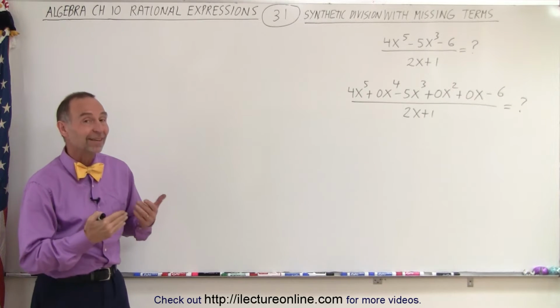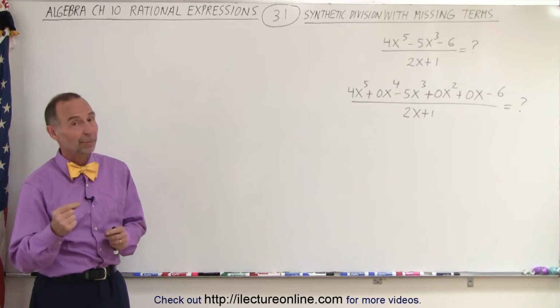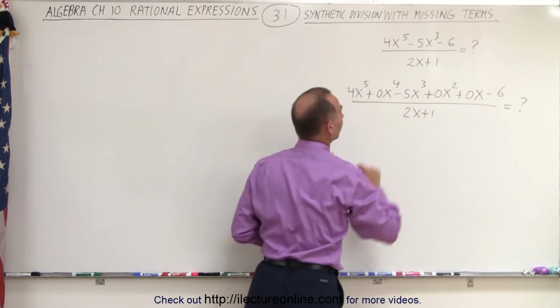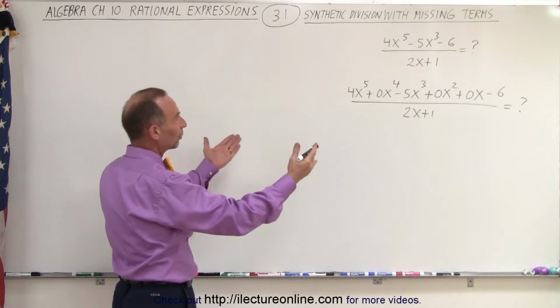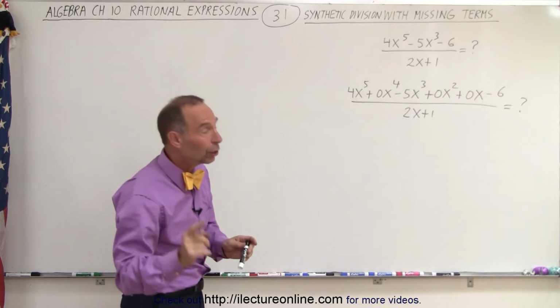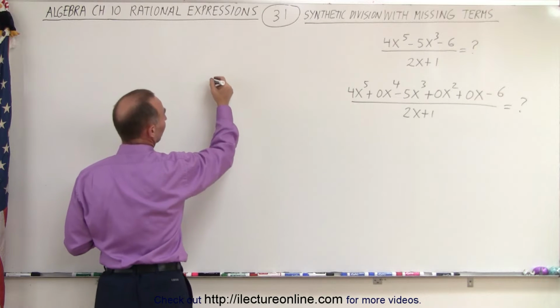Now we're going to try the same problem we did in the previous video, but with synthetic division. Remember, we know we're going to get a remainder, and also notice we're going to have a fractional root. So just like we did with long division, we have to write out all the numerical coefficients, including the missing terms. So when we do that, we get something that looks like this.